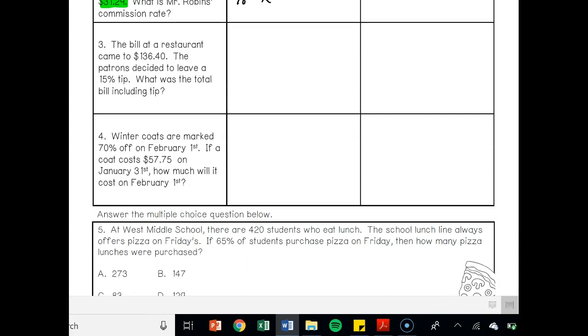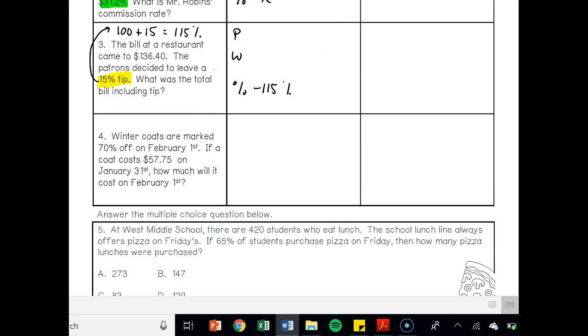Number 3, it says the bill at a restaurant came to $136.40, part, whole, percent. The patrons decided to leave a 15% tip. That's nice of them. What was the bill including the tip? So again, kind of like the discount problem, a lot of you are going to be eager to say, oh, 15, that's my percent. But wait a second, it was a tip, right? So tips are just like taxes. It's added on to what the normal price would be. So your percent is actually 115% of the full price.